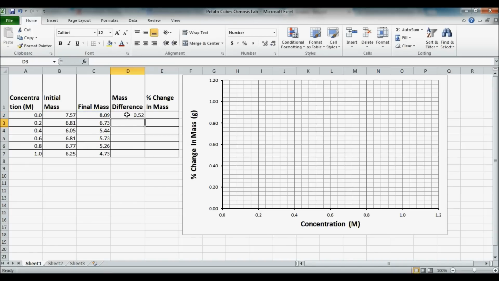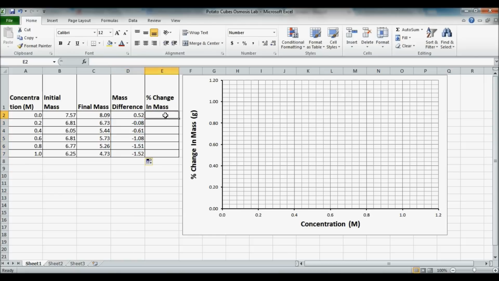I'm not going to do the same thing for each of the cells. I will just copy this cell, and Excel will apply the same formula for each cell. These are the mass differences, and I need to calculate the percent change in mass.